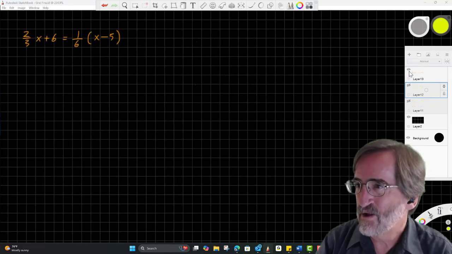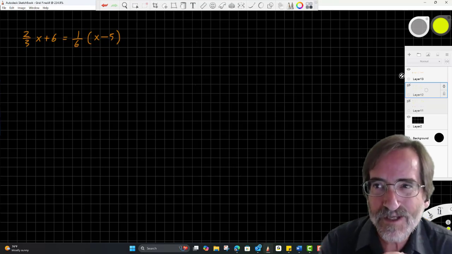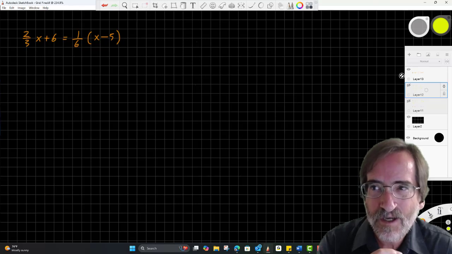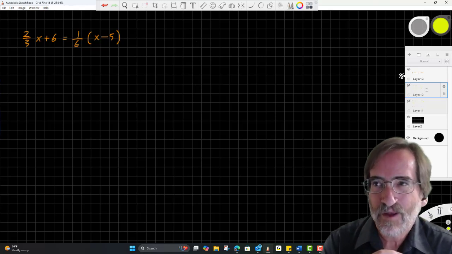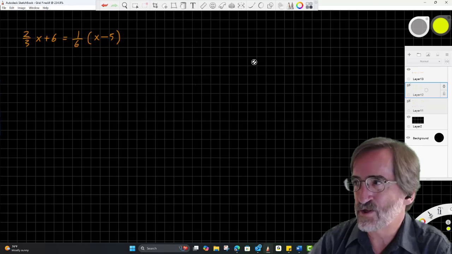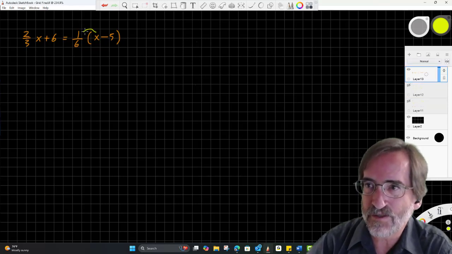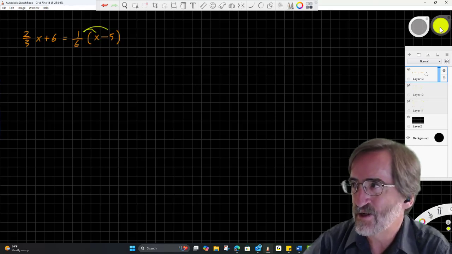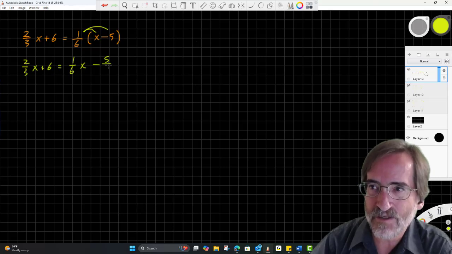Okay, all right. So what about this one? 2/3 x plus 6 equals 1 over 6 x minus 5. I'm going to do a little bit of a hybrid method here just to reduce confusion. So I'm going to go ahead and distribute the 1/6 because that's a relatively simple task. And I get 2/3 x plus 6 equals 1/6 x minus 5/6.